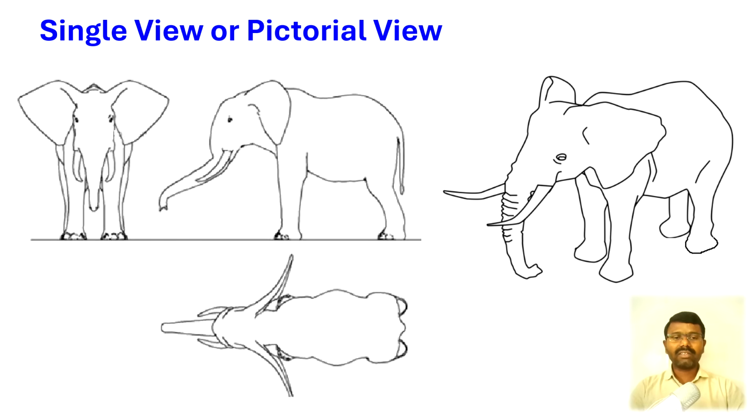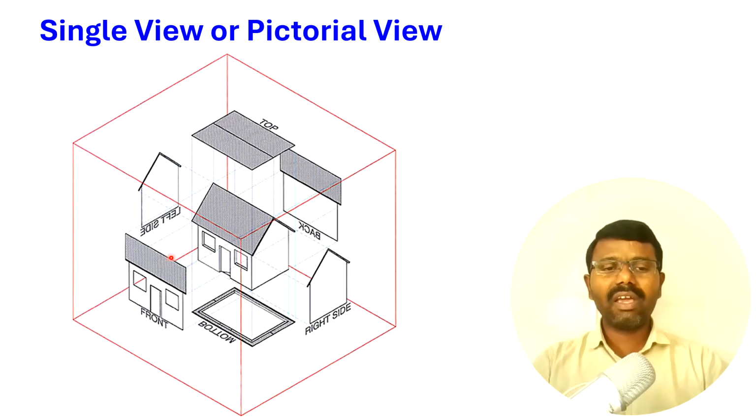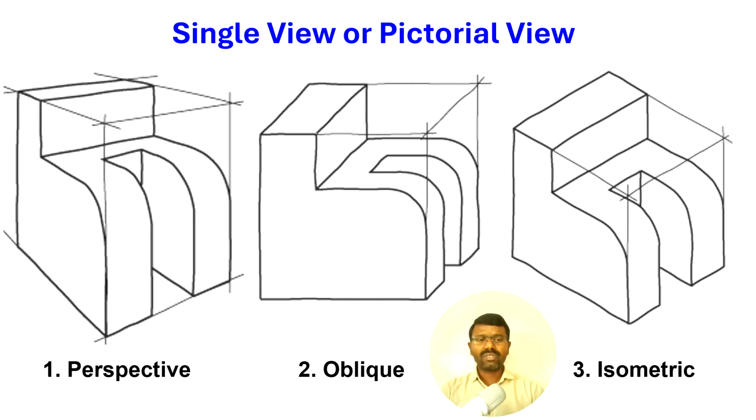And if you take another example, let us say a house. If you see the house in this manner, you can get the maximum details about this house. By seeing this pictorial view, we can assess the front view, side view, top view, etc. So this is called a pictorial view, a single view which gives maximum details about the object. And these pictorial views are of three different types. Those are perspective view, oblique view and isometric view.